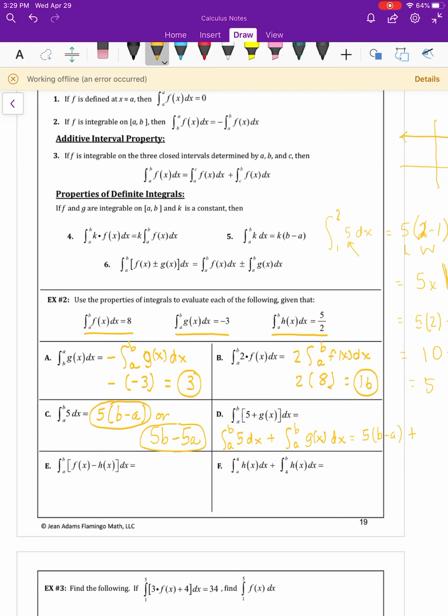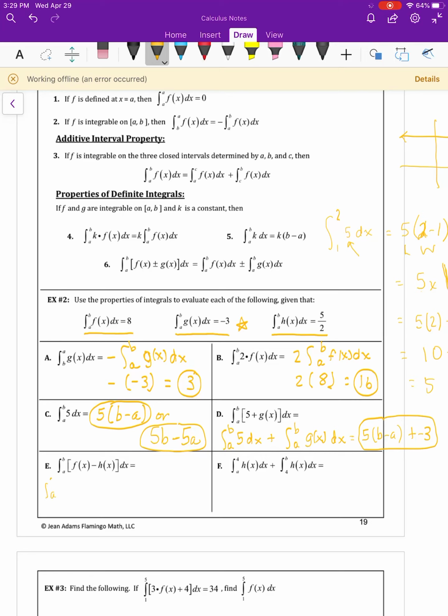So we said that that first one was 5 times b minus a, and then plus our second one we said was negative 3. It gave it to us up here. So that's plus negative 3. And I'm just going to leave it like that. You really can't simplify it.